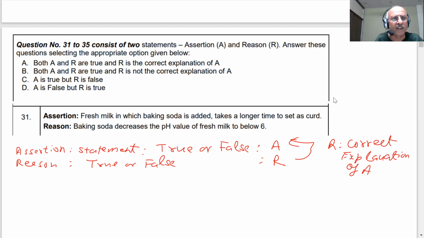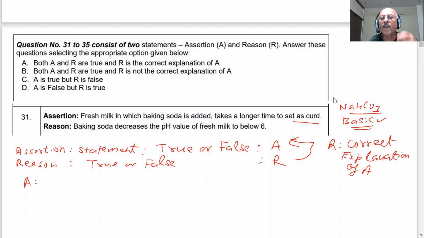Let us see question number 31. Fresh milk in which baking soda is added takes longer time to set a curd, student. First is assertion, whether the assertion is true or false. So you know what baking soda is. Baking soda, NaHCO3, is slightly basic. It is basic in nature. It is a weak base. It is added in milk. Actually, it is a preservative, and it is added in the milk.